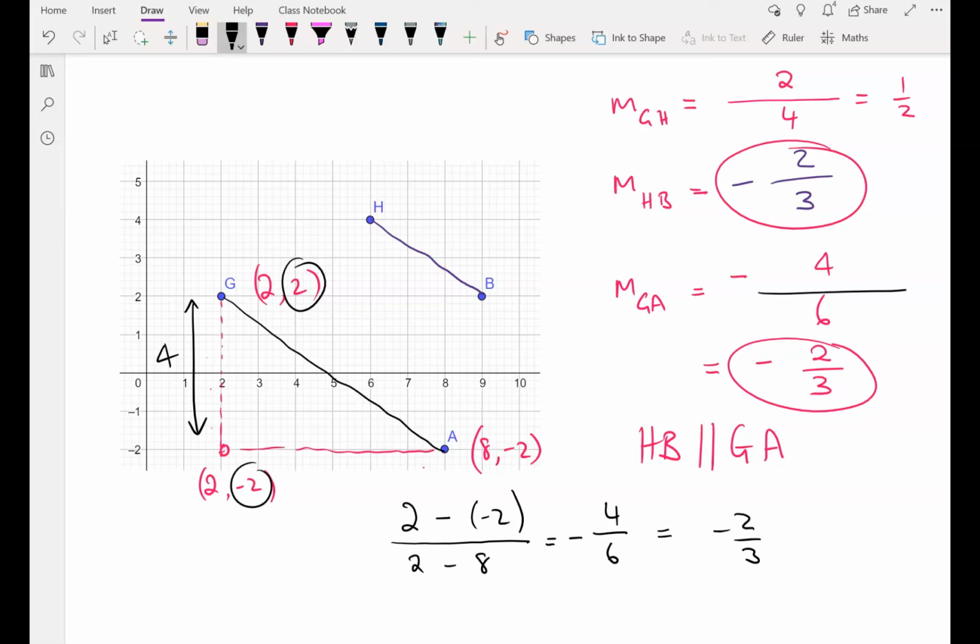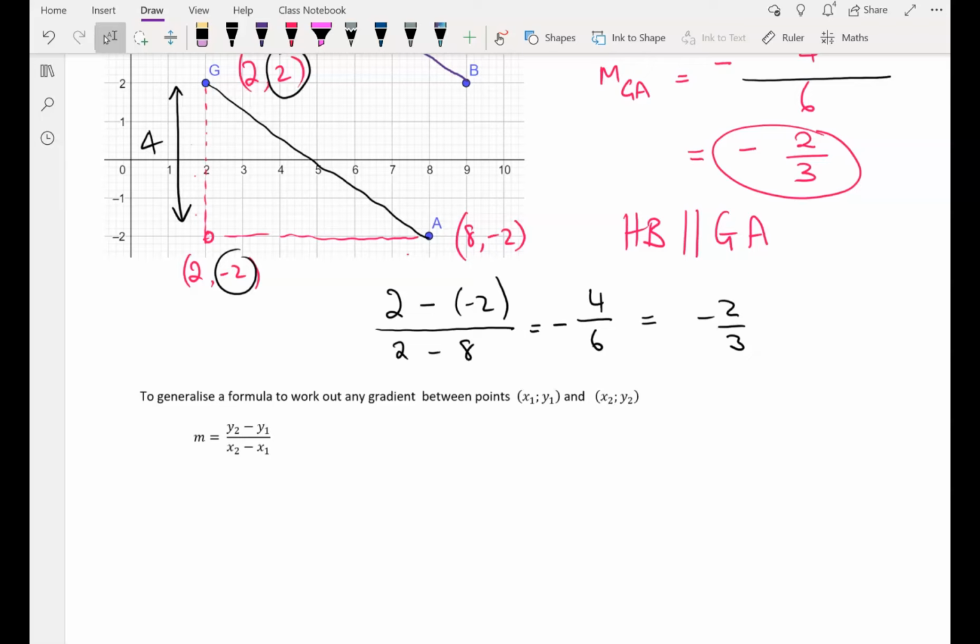Now, the formula for that looks something like this. I need to have 2 points. I'm going to call the first point x1, y1, and I'm going to call the second point x2, y2. And now, in order to work out my gradient, I'm going to say my rise is going to be worked out by saying y2 minus y1, and then my run is going to be determined by taking the same point's coordinates that I started with on the top, x2 minus x1.